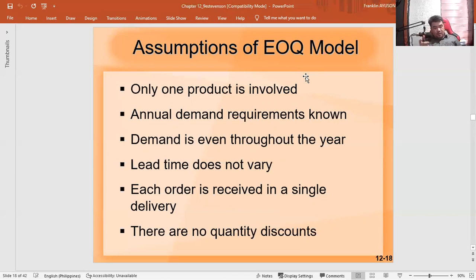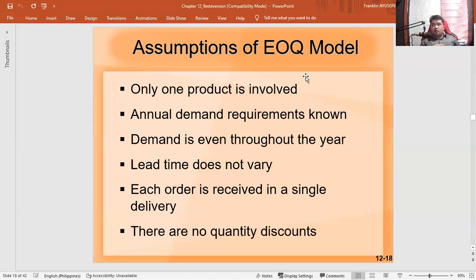Ibig sabihin, we determine our own lead time, and the order and delivery time is constant. Each order is received in a single delivery and there's no quantity discount. These are assumptions of the EOQ model. Again, these are only held as an assumption.